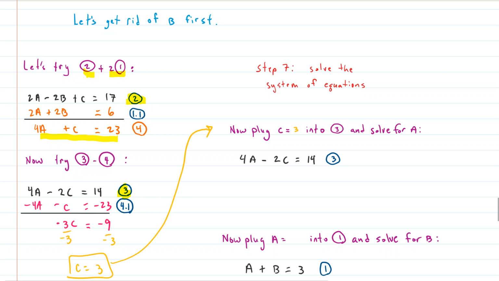Now if we take c equals 3 and plug it into equation 3, we can solve for a. So here's equation 3. Let's plug in 3 for c. So we get 4a minus 2 times 3 equals 14. So that's -6. Add 6 to both sides. That's supposed to be 14 right there, not 19. We get 4a equals 20.